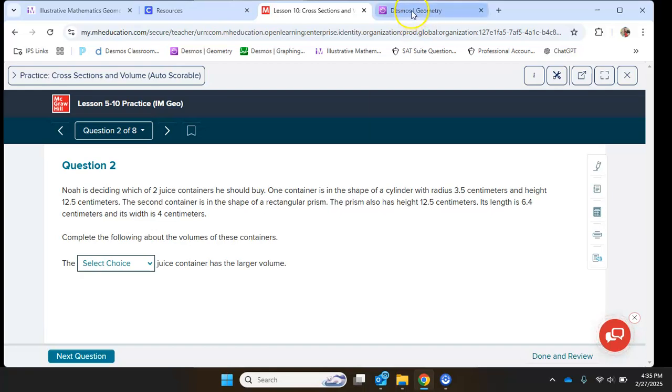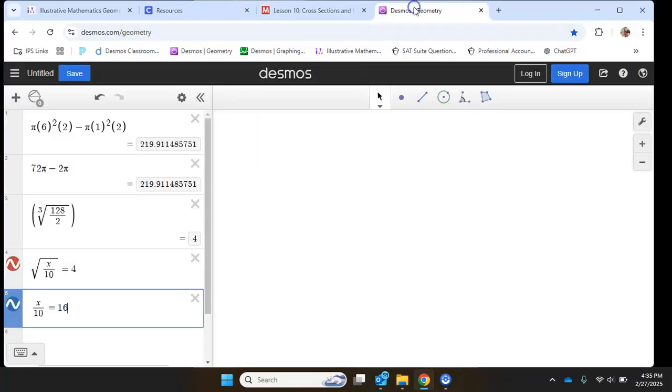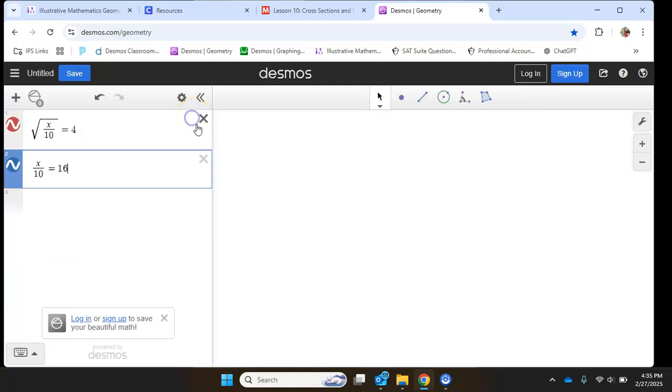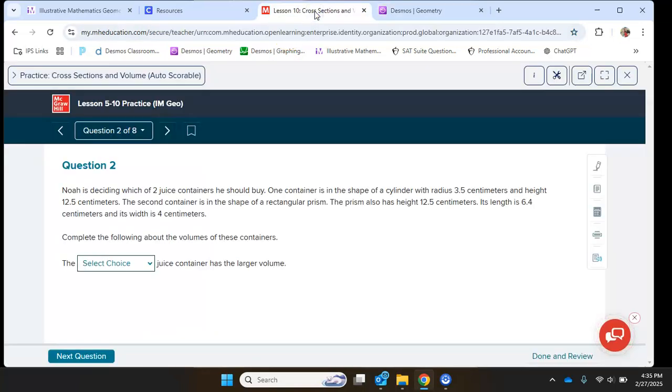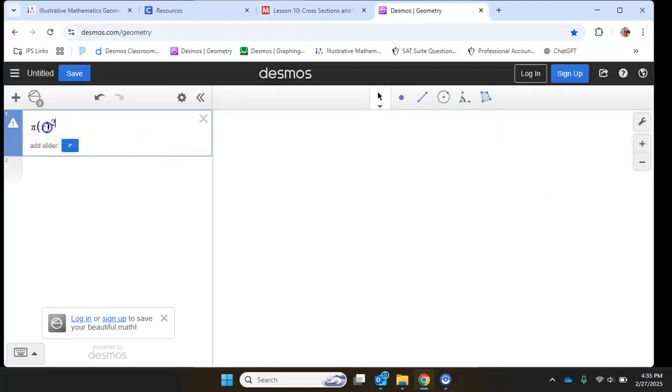All right, so the first one was a cylinder, and the volume of a cylinder is pi r squared times the height. Pi is pi. The radius was 3.5 and the height was 12.5. So you take the area of the circle times the height, and its volume is about 481.